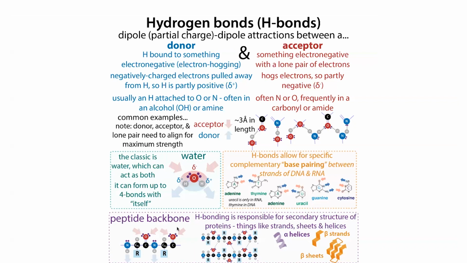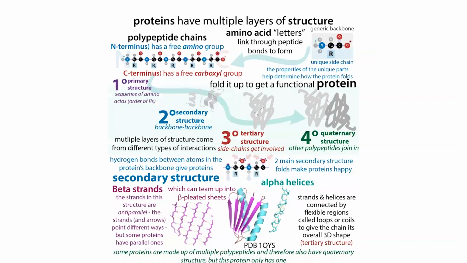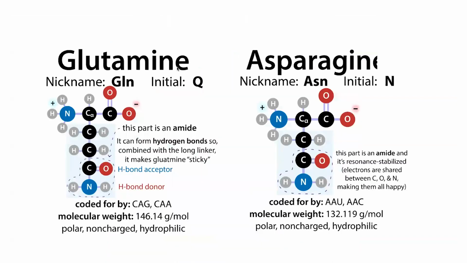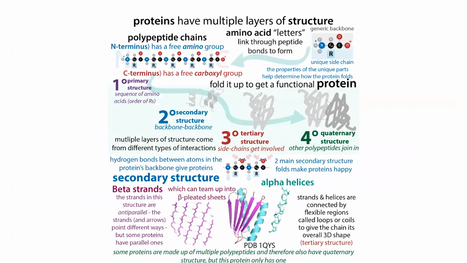This is going to be crucial for forming the backbone of proteins, forming things like alpha helices and beta strands, which can then link up into beta sheets. And this is all caused by these having amide bonds in the backbone of the protein. But in the case of glutamine and asparagine, you're going to have another one of these amide bonds in the side chain. And so these are going to be able to form additional interactions using the side chain of the protein, in addition to having those interactions in the backbone.